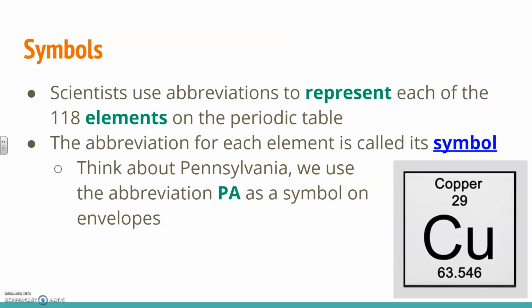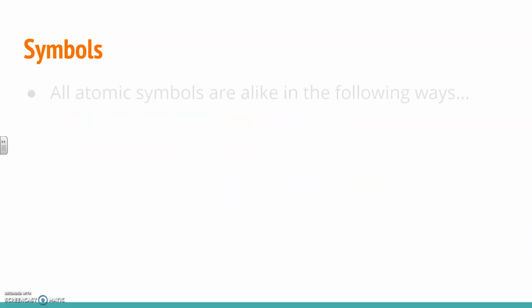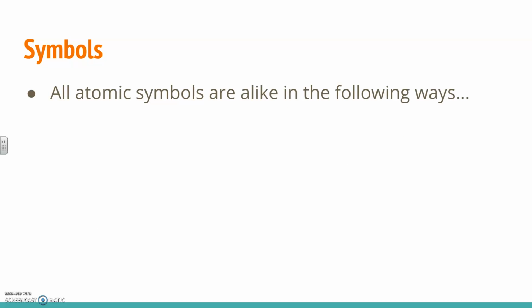Same thing here. Copper, that's kind of what pennies are made out of, not entirely anymore. But copper has a symbol of Cu. Oxygen is O, uranium is U. There's quite a few, obviously 118 of them. So we're going to talk about a couple examples and then you're going to catch on to the trend and be good to go.